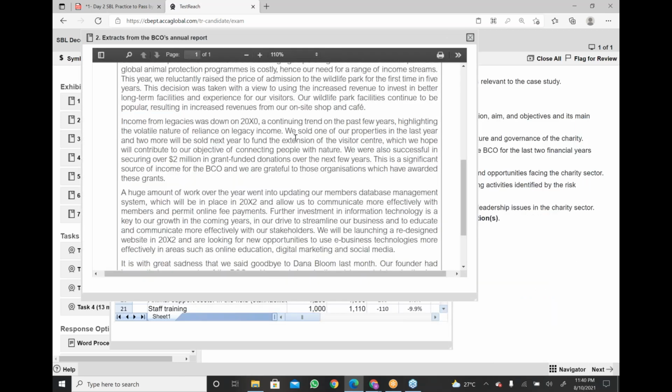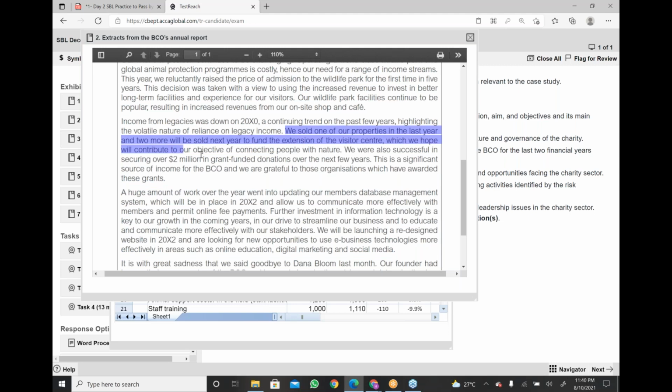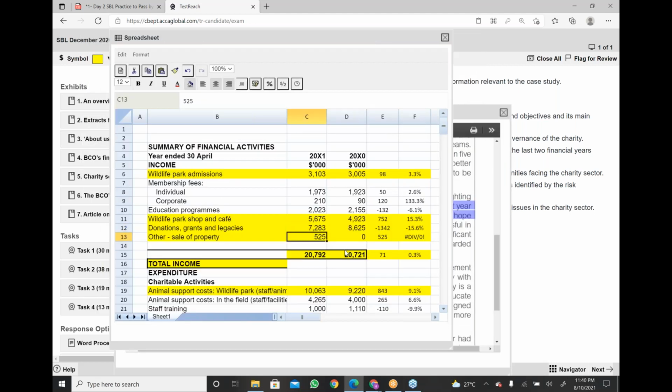You can pick from there as well. What about this? We sold one of our properties in the last year and two more will be sold this year to fund the extension of visitor center, which we hope to contribute to our objective. So this was again one of the items of revenue that we earned 525 from sale of property. So we will say that this also contributed to the revenue, and the purpose of selling was to fund the visitor facilitation center. However, this is not good.